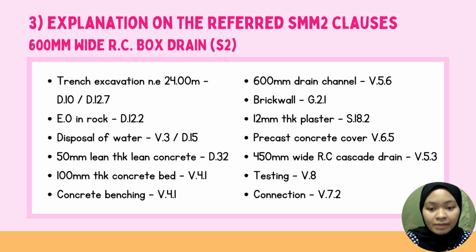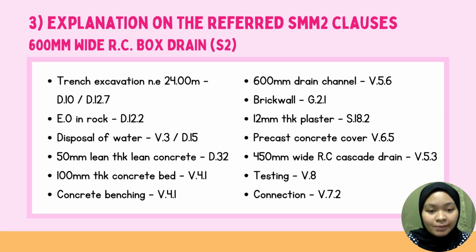For 100 mm thick concrete bed is from clause V.4.1. The beds, benchings, and coverings shall each be given separately in meters, stating nominal size of the pipe to be laid, width and thickness of the beds, benchings, haunchings, rounds, and the like, and materials from which the beds, benchings, haunchings, rounds, and the like are to be constructed. Any formwork required shall be deemed to be included. For concrete benching, it is also the same clause, V.4.1.